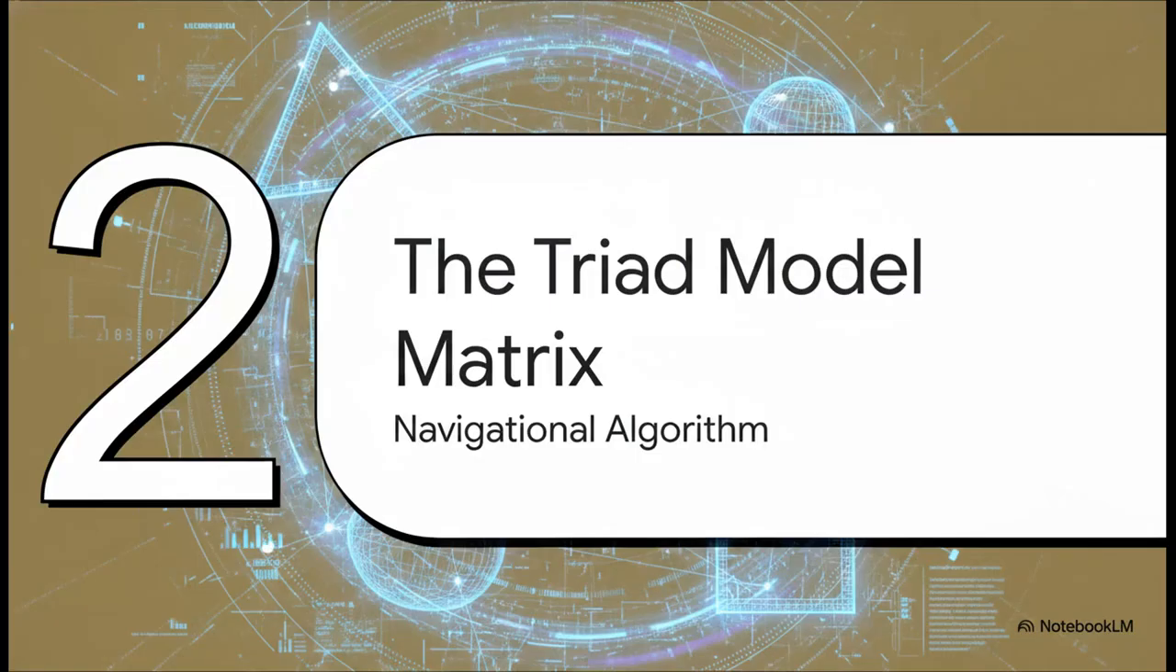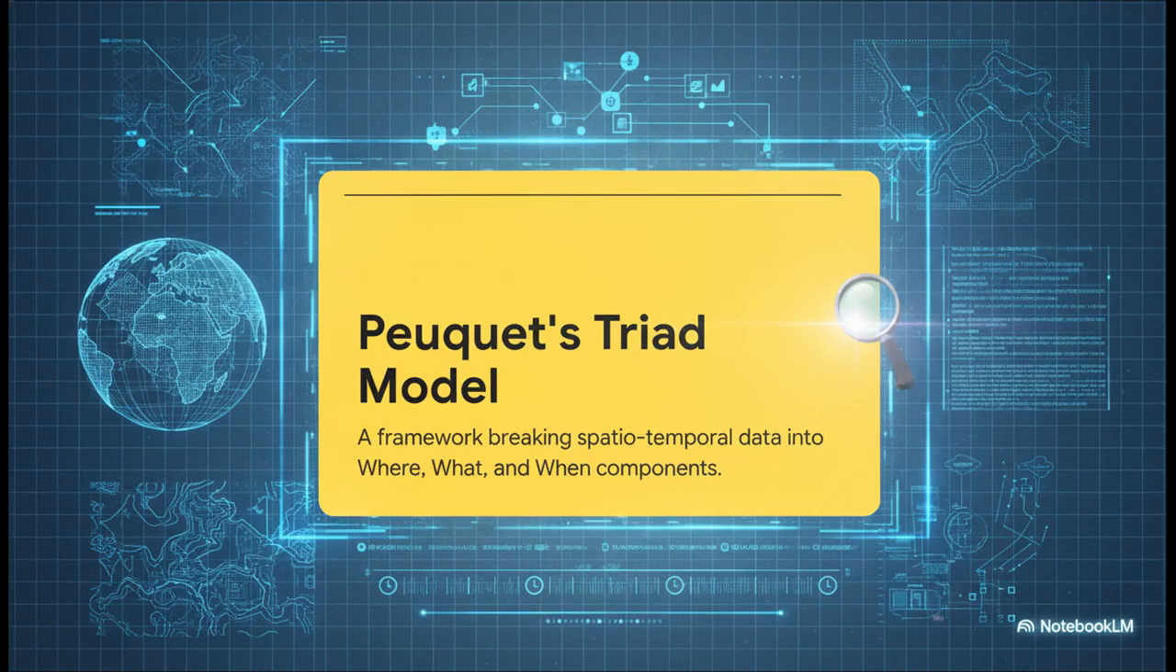Moving on to Section 2, the triad model matrix. Now, to avoid total system chaos with all these variables, cartographers utilize this really powerful navigational algorithm known as Phukett's triad model. It's a conceptual framework that breaks every single piece of spatio-temporal data down into three core components: where it is, what it is, and when it happened. This brilliantly takes abstract, messy data and turns it into highly logical inputs and outputs.